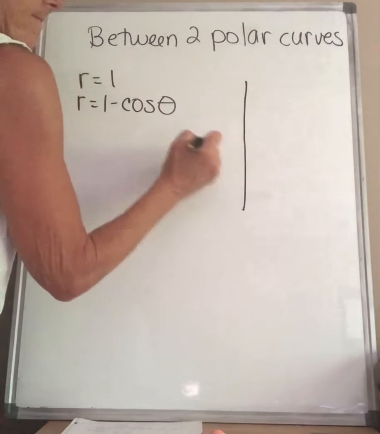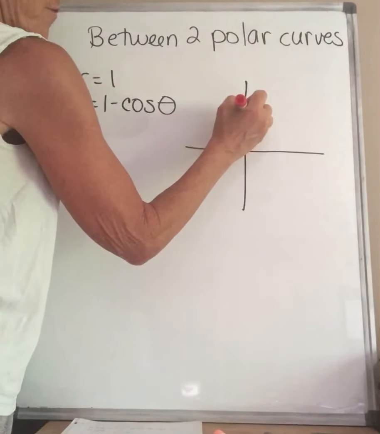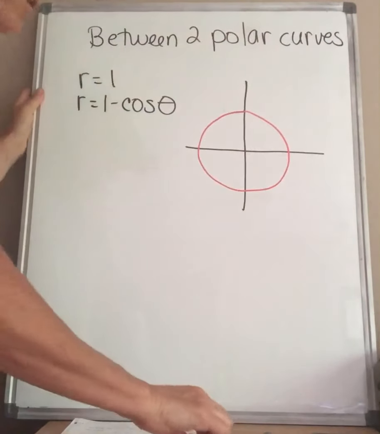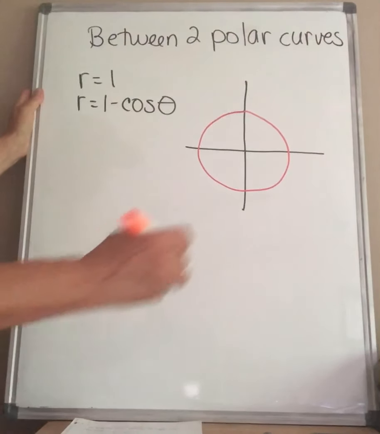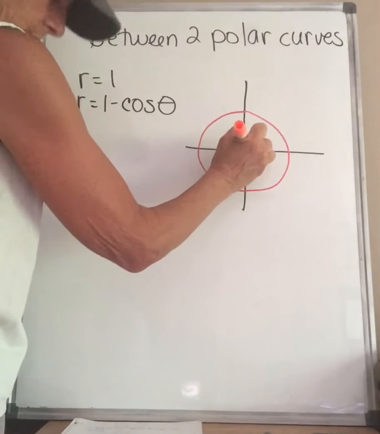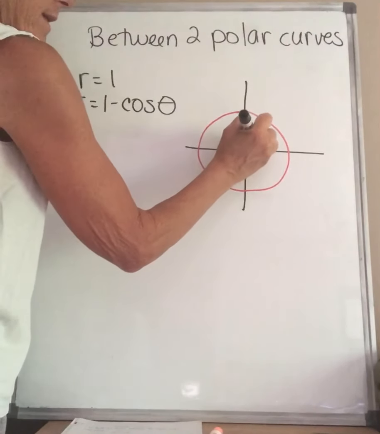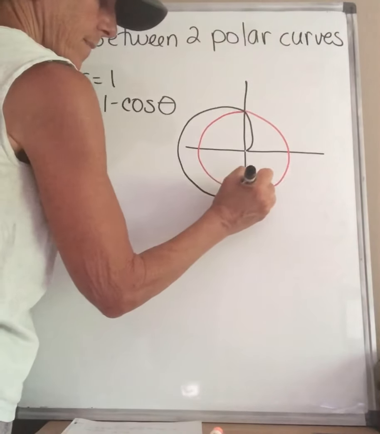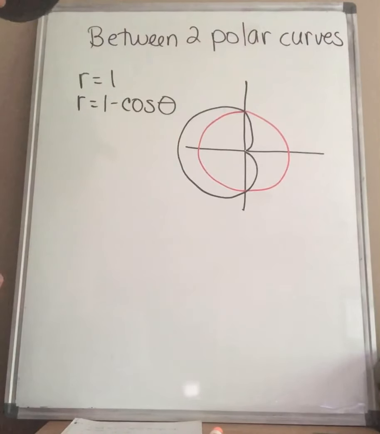Here we go. r is equal to 1 is really just a circle with a radius of 1. What I'm trying to draw here is a circle. I'm telling you that because it probably doesn't look like a circle. And 1 minus cosine of theta comes in here and then out here. The points of intersection are right here, pi over 2 and 3 pi over 2.